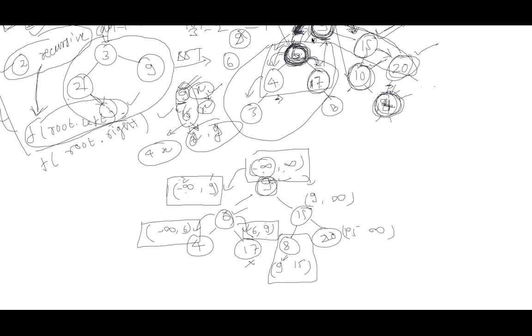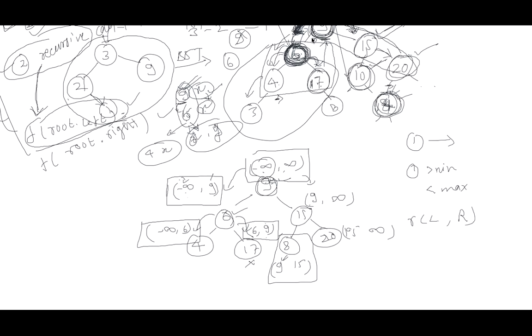The code is quite simple. What we need to do first is put the null check, and second, perform the logic that it should be greater than min and less than max. And then we should call a recursive function for left and right. Just let me write the code for this.